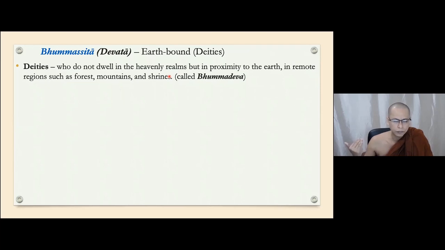And the other celestial beings in the heavenly realms are called the Akasa Deva, Akasattha Deva. So the Bhuma Devas are included in the Chaturmaharajika realms.